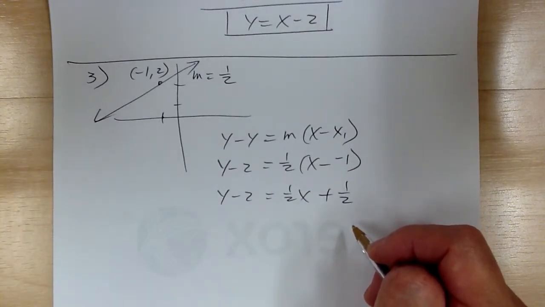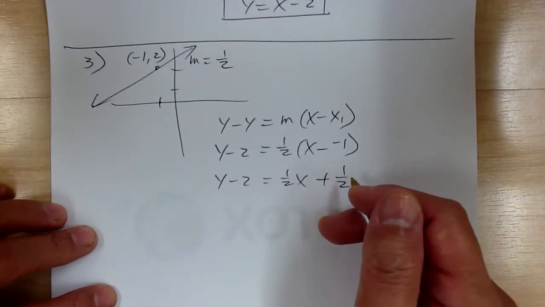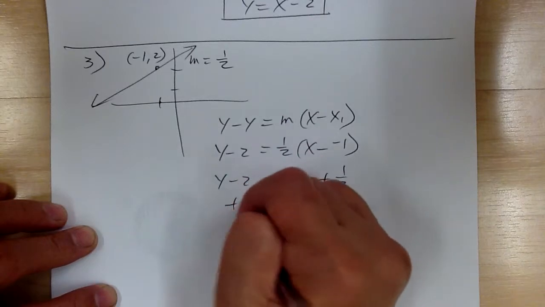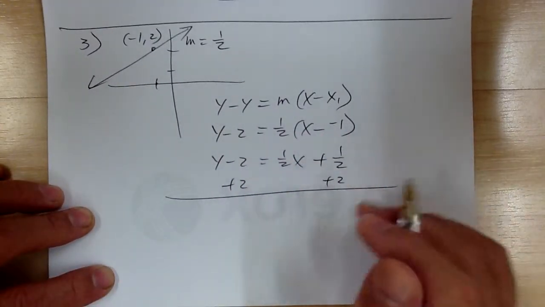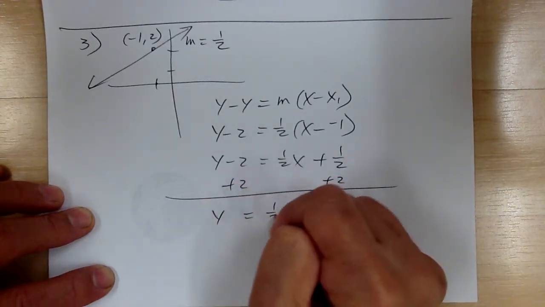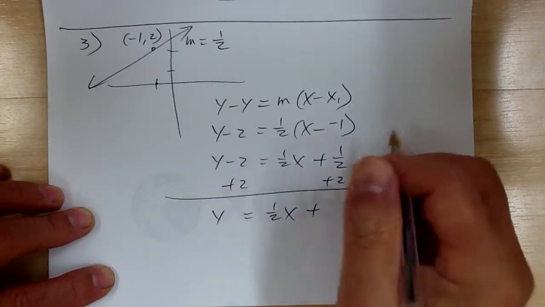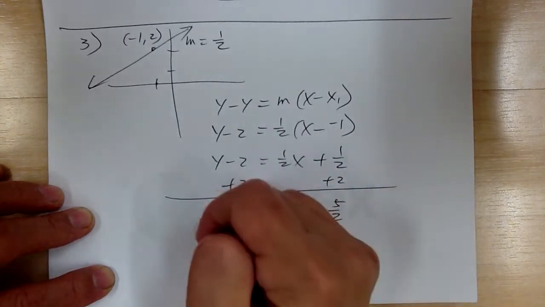And from here, you can multiply out by 2, but you don't have to. You can just add 2 on both sides. As long as you use one of those forms, then it's fine. So this one is easy, just add 2. So y equal to 1/2 x plus 5 over 2. So that's your slope intercept form.